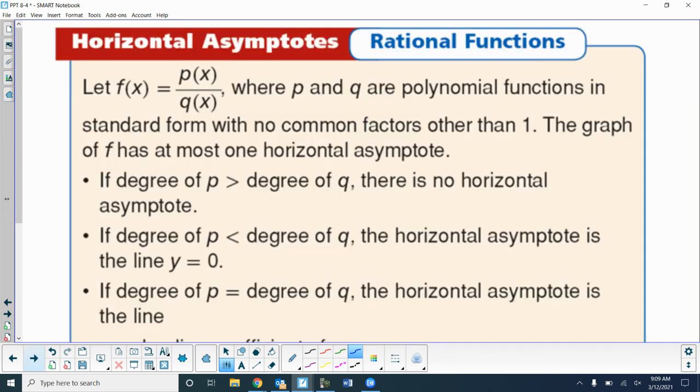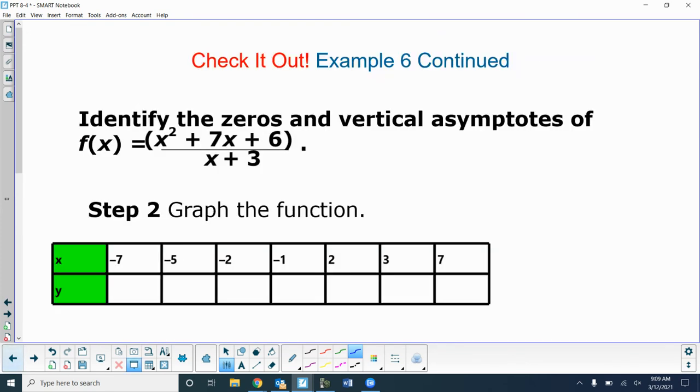All right, so here are the rules for horizontal asymptotes. If the degree of p, remember, p is the top one, is bigger than the degree of q, the bottom one, there is no horizontal asymptote. P is the top one. What's that degree? 2. What's this degree, Q? 1. 2 is bigger than 1, right? There is no horizontal asymptote. Okay?